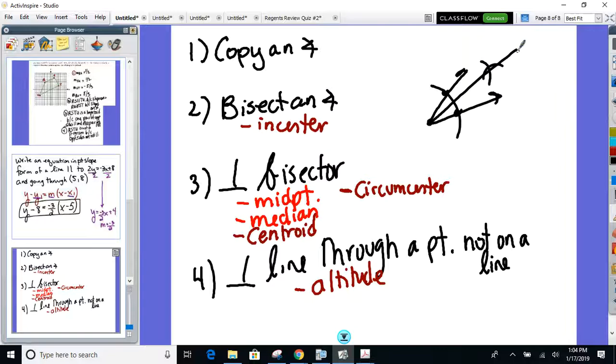Yep, Maya, go ahead. Sure. You got to copy it down, though, because I don't have any in the packet. All right, question was a proof with HL.